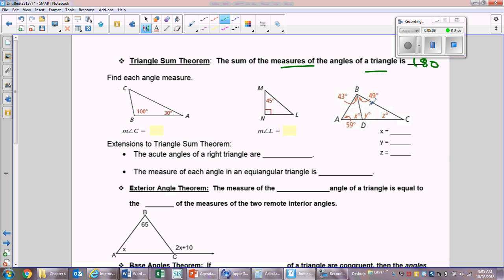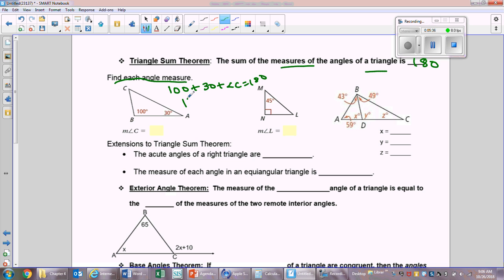It can be big, it can be small, but it is always going to be 180 degrees. Okay? So most of the time, you have problems like this. It asks you to find each angle measure. So they gave you B is 100, A is 30. What would be the measure of C? So we know if I add 100 plus 30 plus whatever angle C is, I need to get 180 degrees because it's a triangle, right?